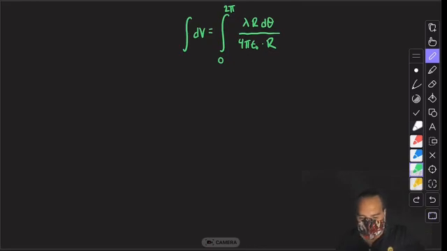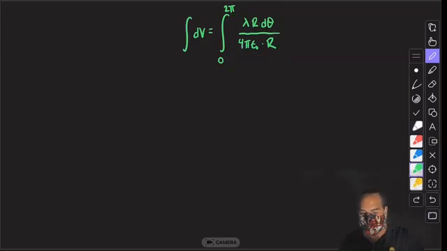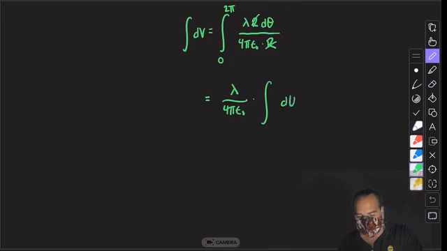But it seems to me that all of this doesn't have anything to do with theta and doesn't change when theta changes. That's what you're really asking yourself. Do any of these change when theta changes? They don't. So I can pull everything that's a constant out front. And of course, I can also cancel the two r's, giving me lambda over 4 pi epsilon naught times the integral of d theta from 0 to 2 pi.